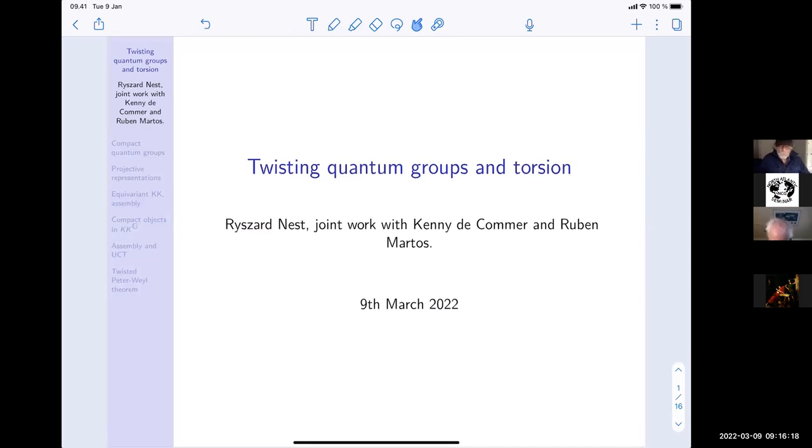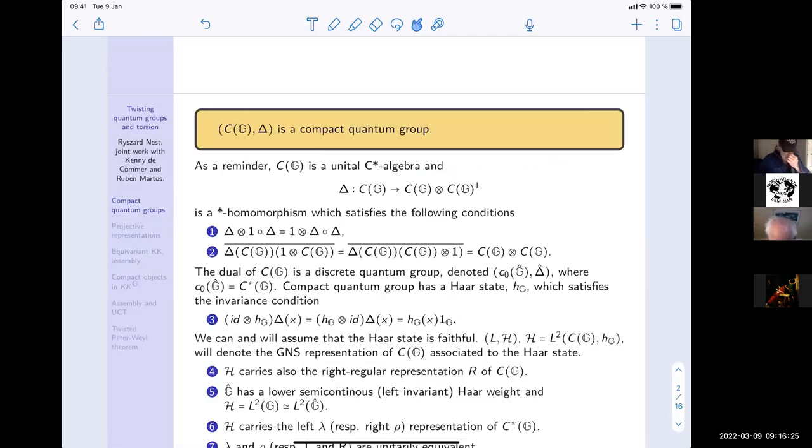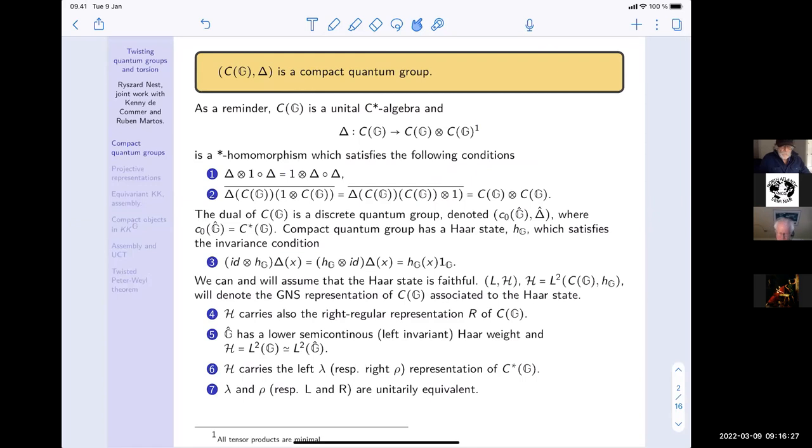So, okay, does it work or not? Okay, this way. If you don't know what a quantum group is, you can learn about basic things. I just want to start with some definitions.